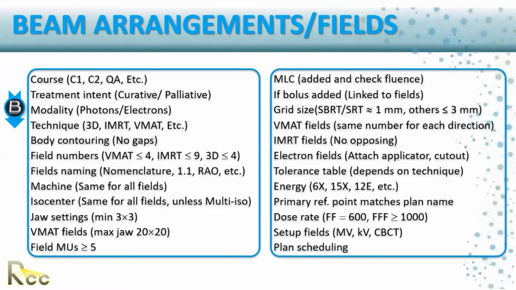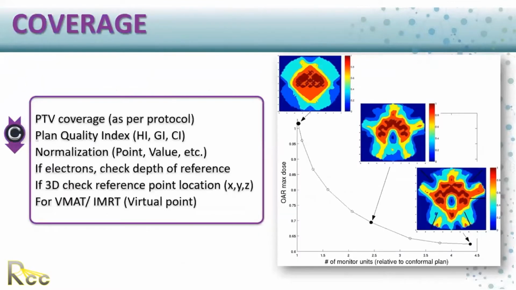The number of fields or arcs is also a key factor in the treatment time. A patient undergoing a palliative radiation treatment may not be able to lie on the treatment table for a long time, let's say. So the faster treatment may be preferable. You should also consider that patient mobilization and internal organ motion are increased with longer treatment times. For the coverage, we check the PTV coverage as per protocols, plan quality indexes like homogeneity index, gradient index, conformity index, and so on, normalization point or value.